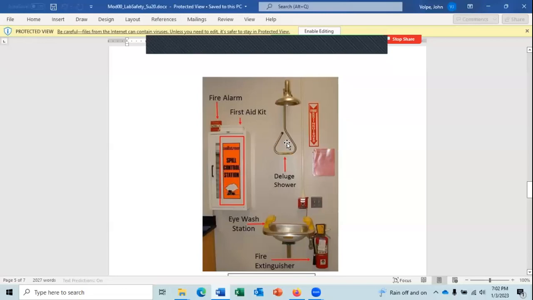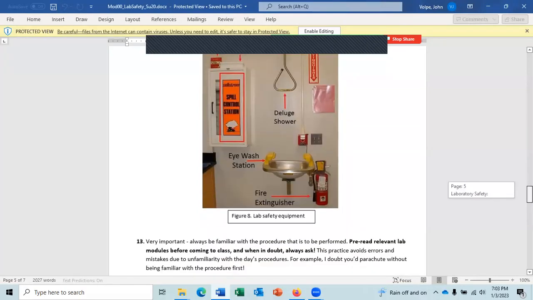A deluge shower, you pull this down and then that spreads water all over the floor. But if you were to get like acid spilled all over you, you want to step under the shower. Never had to use that. In fact, I've never had a student have to use that. Although many years ago, probably over 20 years ago, I did have not a student, a faculty member have to use the eye wash station. Any questions about the safety equipment?